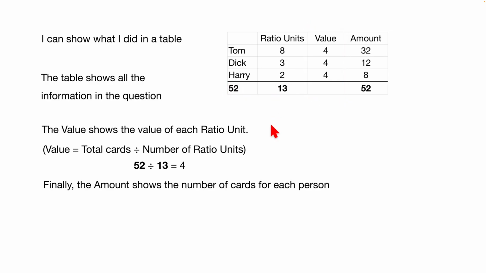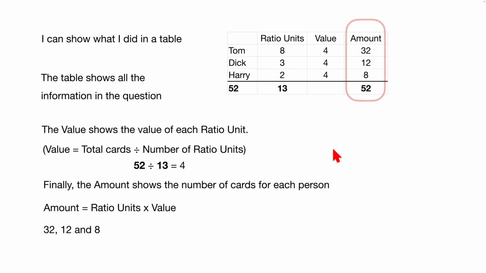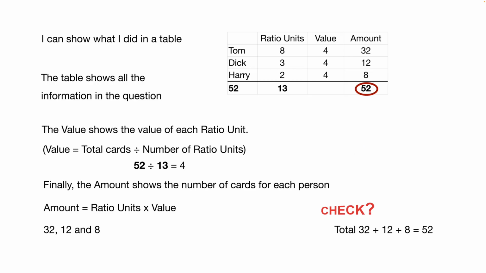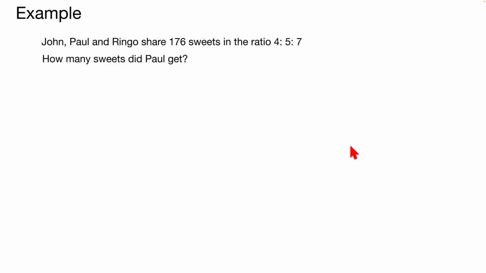And finally, the amount. The amount shows the number of cards for each person, and that is simply the ratio units times their value. He's got 8 little packs, each one's got 4 cards in it, he's got 32. And that is all you need to do. I like this because I see all the information and I check it automatically at the end to make sure there's been no mistakes. The total for each person adds up to the total of all the cards, 52 and 52. Let's do another example.